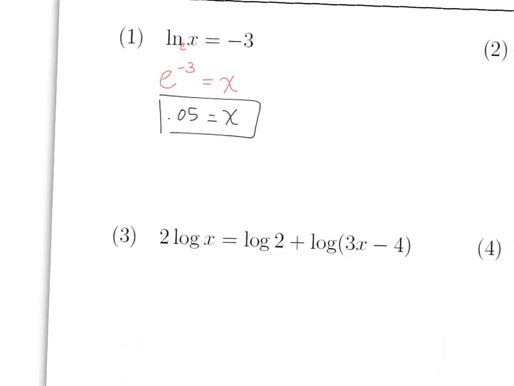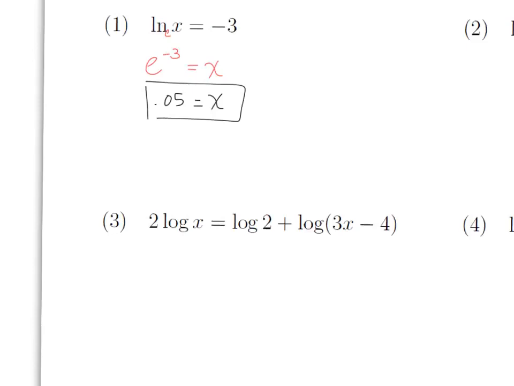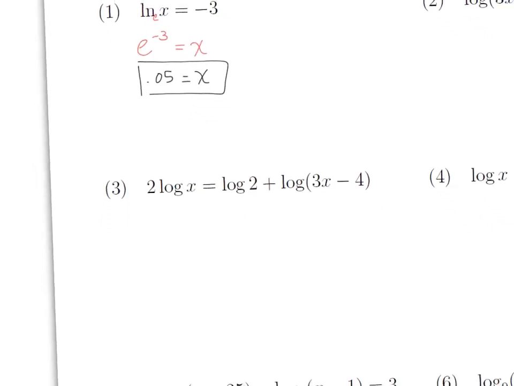All right, problem 3. 2 times the log of x equals the log of 2 plus the log of 3x minus 4. Is this problem like the first type of problems where everything's a log, or the second type where you have logs and constants? The first. Everything's a log. It would actually be helpful to move the 2 up to the exponent. So that would give us the log of x squared on the left side.